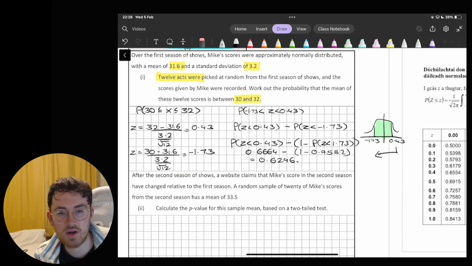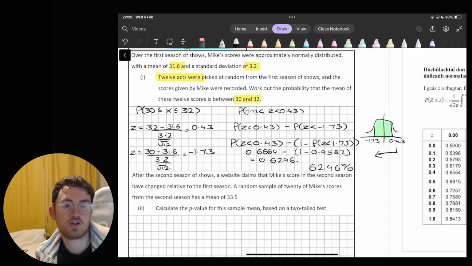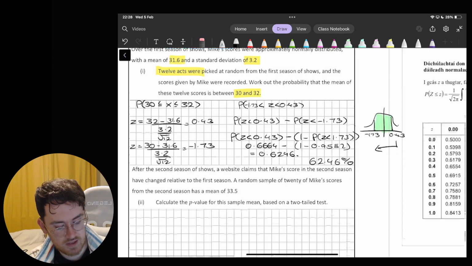I get 0.6246. So the probability that the mean of these two scores is between 30 and 32 is about 62%. That's based on his work there. His mean of 31.6 seems reasonable enough. It's a small enough value to consider.